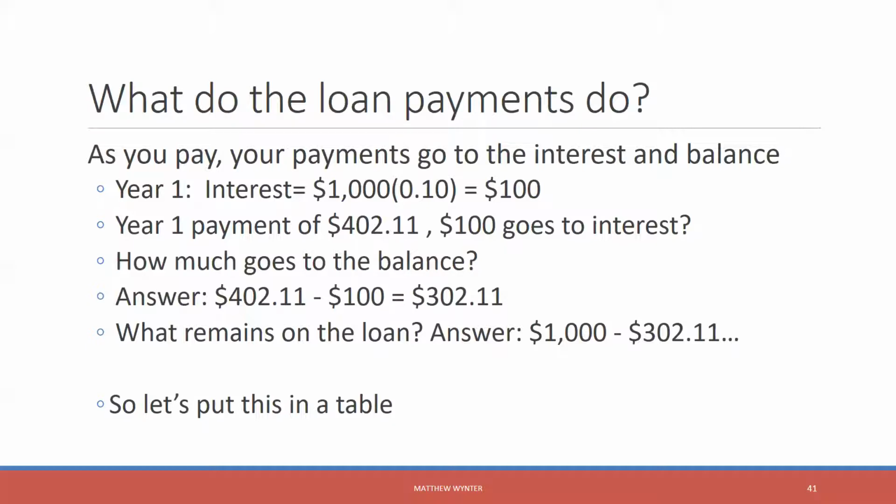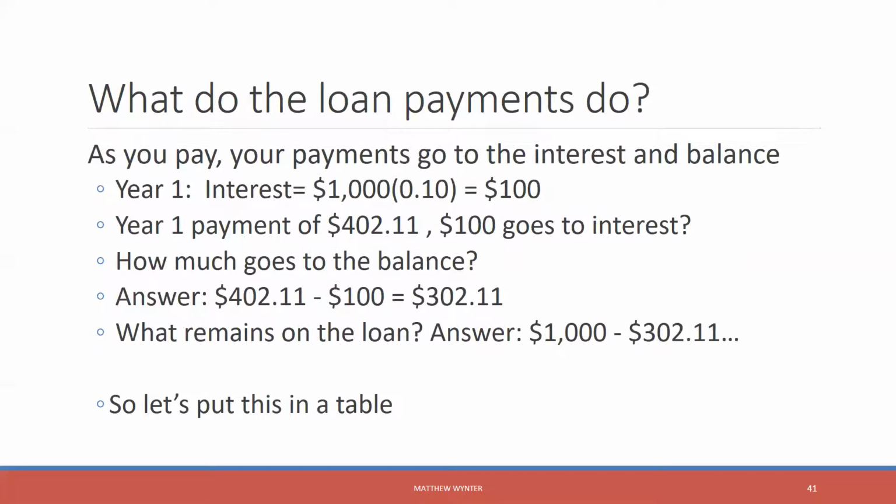Well, our loan was worth 1,000. Our loan has an interest rate of 10%. So for the first year, our interest on the loan is $100. Well, what happened to that C that we solved for? We solved for the same level of payment that you will make over the next 3 years to pay off your loan. So that first year you pay 402.11.